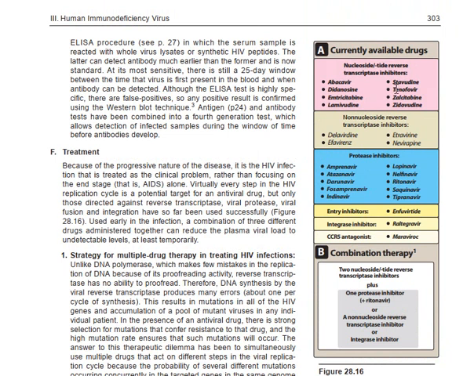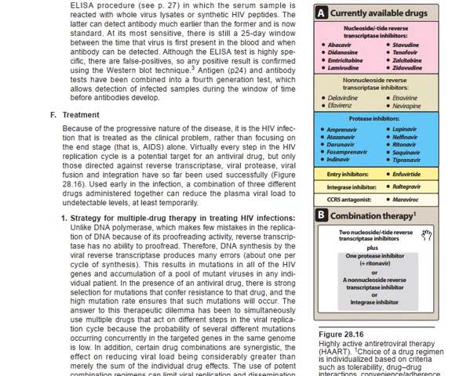Is it clear? Now, the second is Lamivudine. What is Lamivudine? It is a nucleoside or nucleotide reverse transcription inhibitor. That's the first part of the combination.